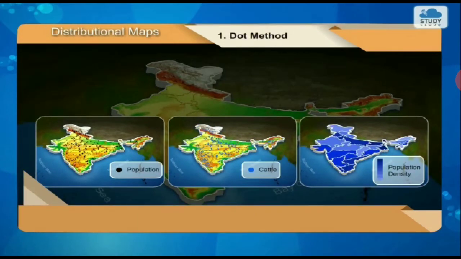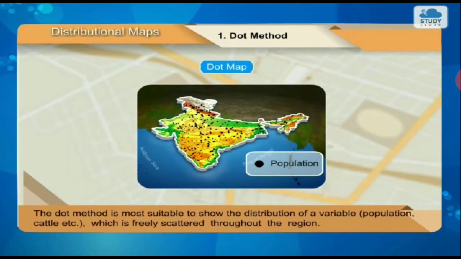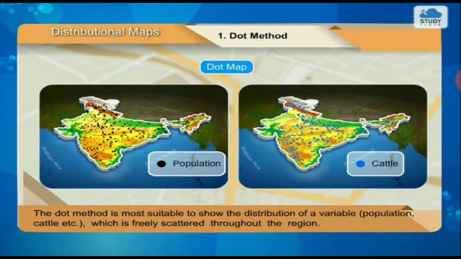1. Dot method. A dot map is prepared using statistical data gathered through counting. The dot method is more suitable to show the distribution of variables, such as population, etc., which is freely scattered throughout the region.